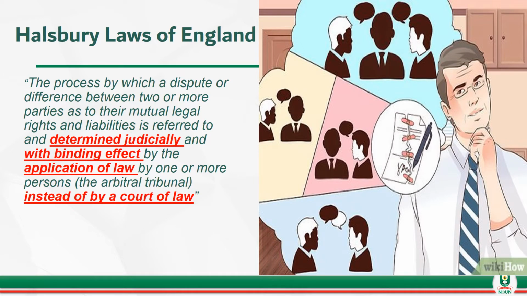Halsbury's Laws of England says that arbitration is the process of dispute resolution where parties agree that they should refer their issue to be determined judicially and with binding effect by the application of law by a tribunal instead of a court of law. Now, you'll notice that I highlighted some points. Those are salient features of arbitration. A judicial decision, even though not necessarily by a court, the decision is binding, and usually they apply legal principles. Basic principles of law and equity come to play in any arbitral issue that is being resolved.